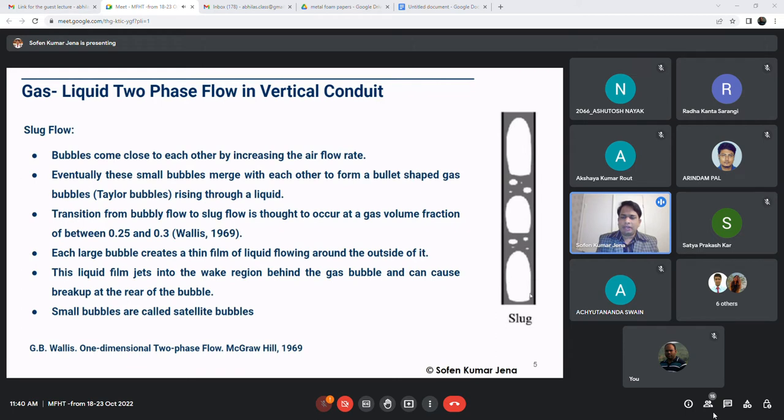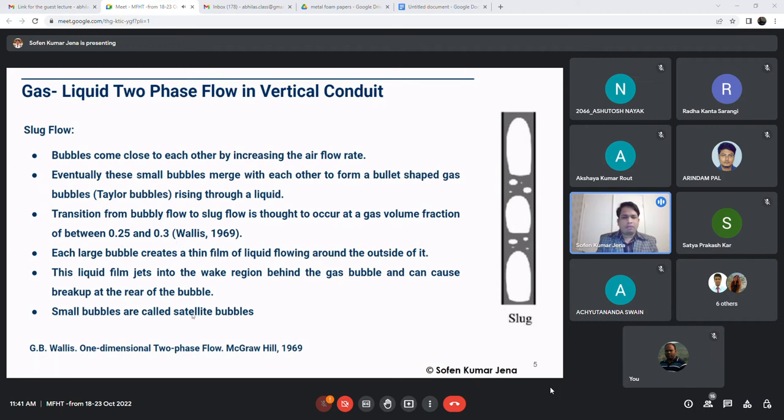They are almost 70-80% of the diameter of the pipe. They form very big bullet-shaped bubbles, known as Taylor bubbles. Apart from the Taylor bubble, there are also some small bubbles present, called satellite bubbles. Eventually, when the volume fraction transitions from bubbly flow to slug flow, the gas volume fraction is between 0.25 and 0.3. So you take a particular volume of the conduit and find out how much volume fraction there is. If it exceeds around 0.25 to 0.3, you will find this kind of slug flow.